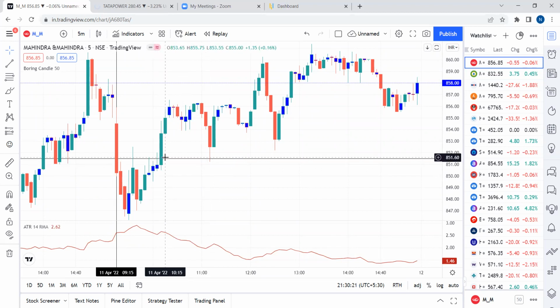So why do we call it proximal? Can you spot any boring candle near the proximity of this line? That's why we call it the proximal line. I did not call it directly an entry point. I called it the proximal line because we have to identify the unfilled order near the proximity of this line, or near the vicinity of this.